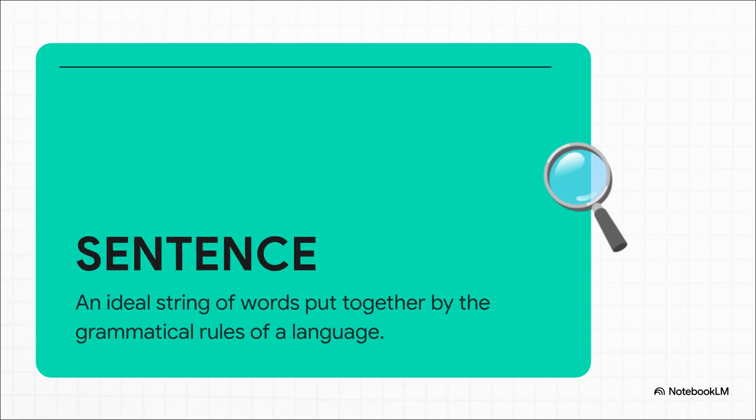Next layer down, we get the sentence. This is basically the blueprint. It's a grammatically correct string of words in a language like English that you build to express that proposition. And here's the key. You can have lots of different blueprints for the exact same idea.